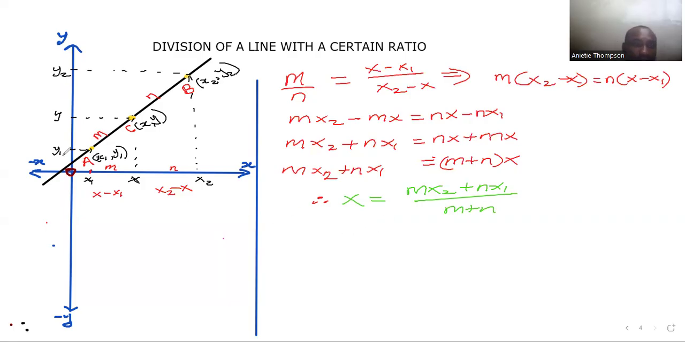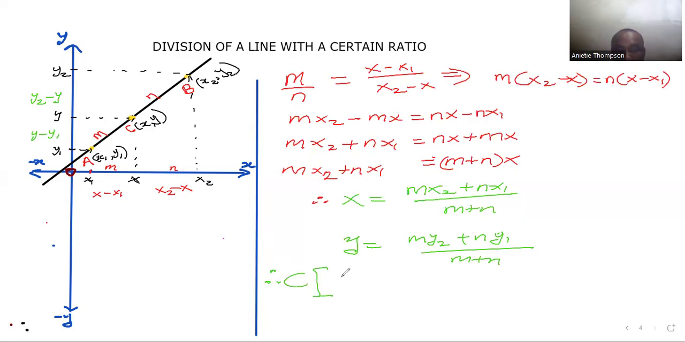Similarly, if you check the vertical axis of y, you will see that the distance from y1 to y is y minus y1, and the distance between y and y2 is y2 minus y. If we carry out the same operation that we did for the x-axis, we will have something similar for y, as my2 plus ny1 divided by m plus n, where m and n are the ratio of the division.